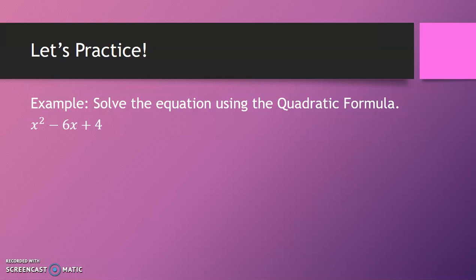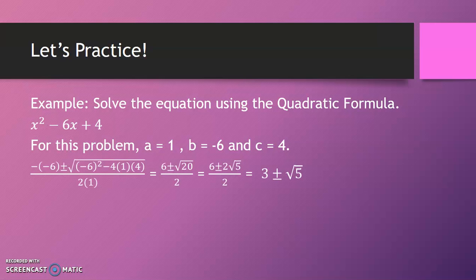Looking at this next one, I have x squared minus 6x plus 4. For this problem, a is 1, b is negative 6, c is 4. Again, plugging it into my quadratic formula looks like this, and you can see that it simplifies in the middle there to 6 plus or minus the square root of 20 over 2.